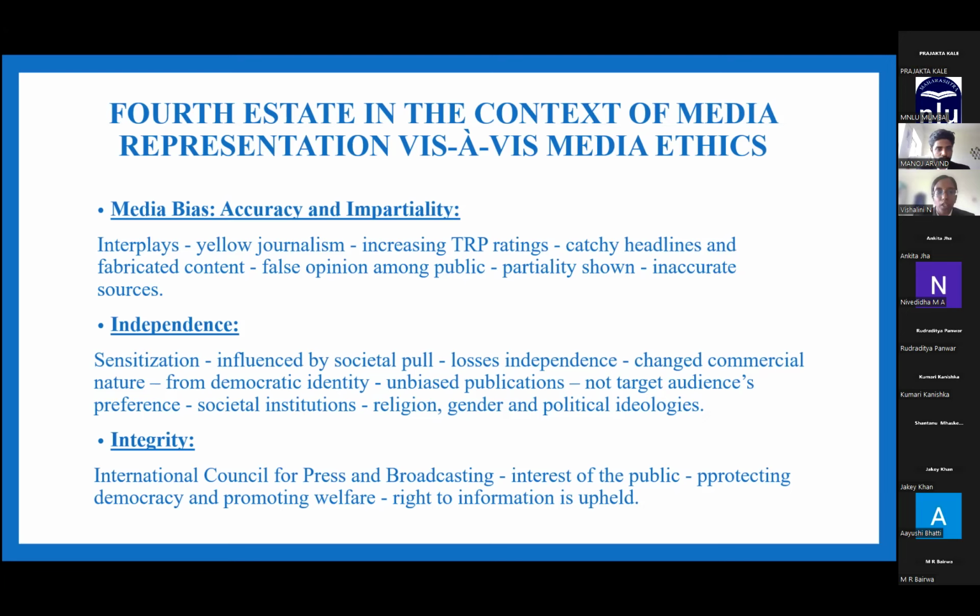So here, the true evaluation of facts by media trial often helps in arriving at unbiased publications, but that might not be what the target audience wish for. So in these circumstances, the media gets influenced by various societal institutions like religion, gender, and political ideologies. Thereby, they lose their independence. And moving into integrity, when independence, unbiasedness, and impartiality are lost, obviously the integrity of the media also gets lost. The Council for Press and Broadcasting says that the big integrity of media ethics is that we need to act in the interest of the public, which is actually sacrificed in the media trial process, sacrificed for the TRP ratings.